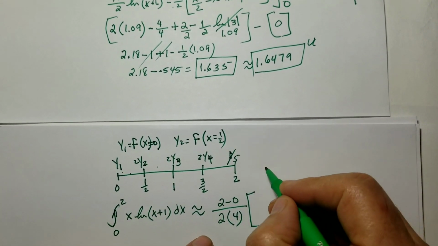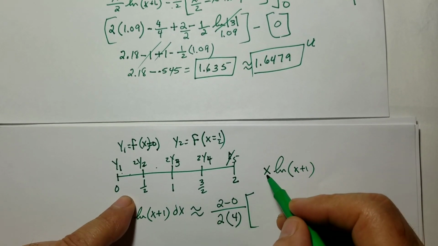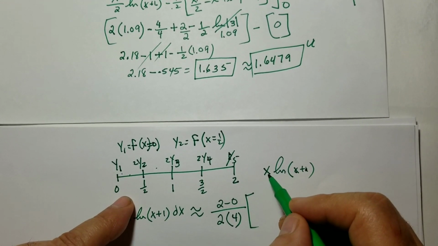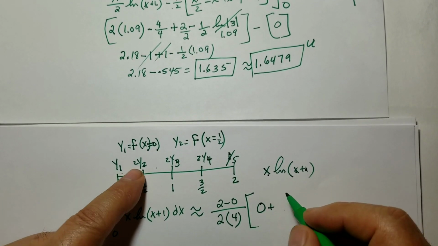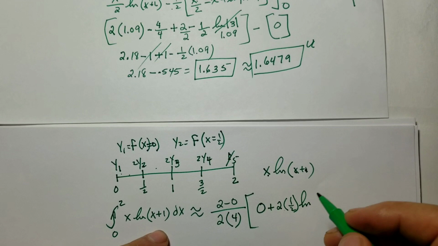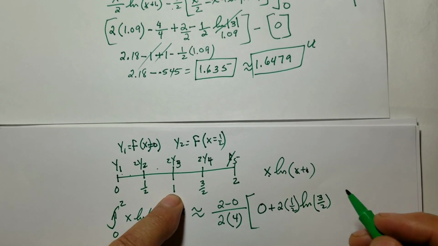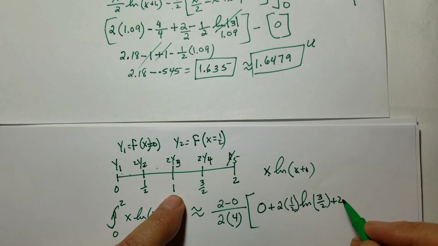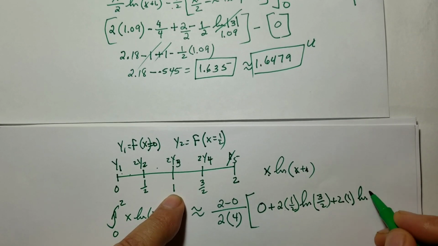Therefore, in here, I have x natural log of x plus 1, and I'm going to replace 0. Natural log of 0 plus 1 is natural log of 1. Natural log of 1 is 0. 0 times 0 is 0. I'm going to put 1/2. You have plus, but remember you need 2 of them. 2 times 1/2 times natural log of 3/2, because 1/2 plus 1 is 3/2. Next is 1. You put 2 of them, times x is 1, natural log of, we could put in 1. 1 plus 1 is 2.